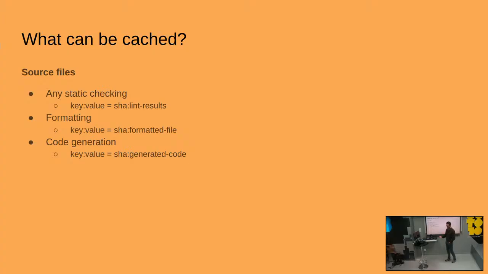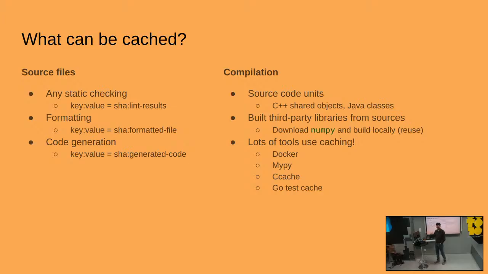So if I format it once, I revert it back, I run formatting again, there is no need to actually do the formatting, it can just be picked up from the cache. Code generation, your thrift, your protobuf could also be good candidates for caching. Other pieces that are relevant to cache are compilation results, so your C++ shared objects, your Java class compilations.